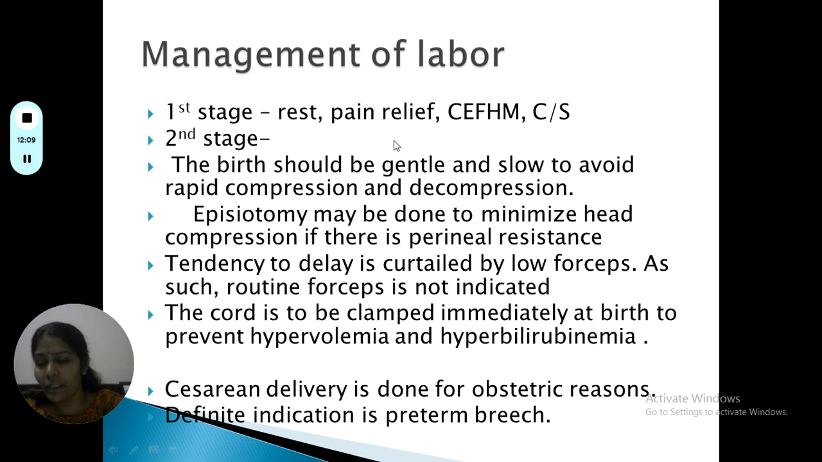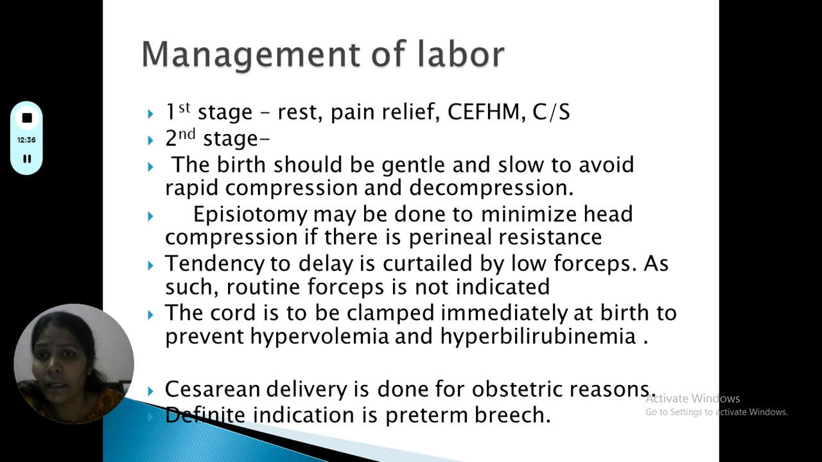So how will we manage a patient in preterm labor? First stage, as in a normal laboring woman, we can ask the patient to rest and give some pain relief. Continuous electronic fetal heart monitoring is done so that fetal well-being is assured, and cesarean section is only for obstetric indications.